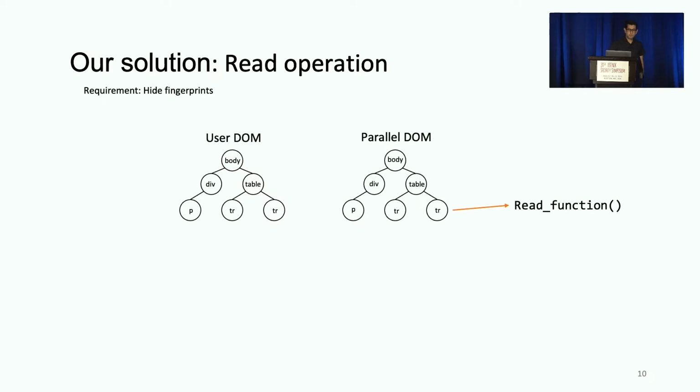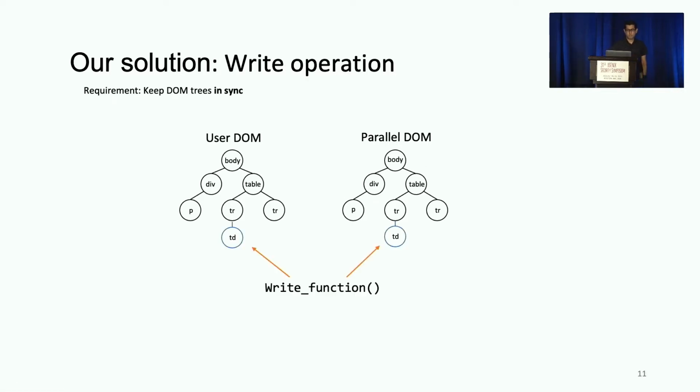To be more specific, if there is a read function, that read function will be executed on the parallel DOM. So if the website wants to call an API which returns something, that will be executed on the parallel DOM. And if the website wants to make a modification to the DOM, that modification will be applied on both DOMs. So we will have the same modification on both DOMs to keep the parallel DOM synchronized with the user DOM.